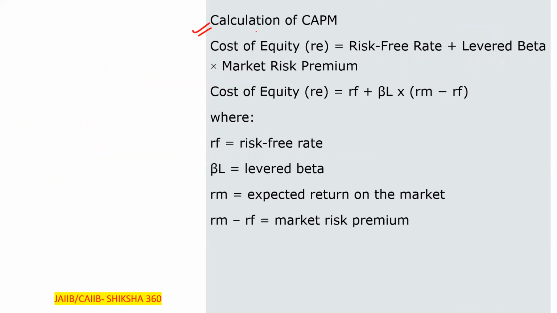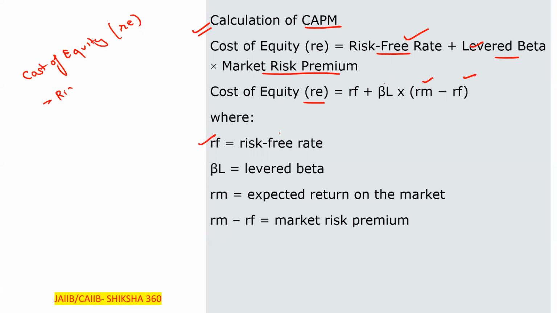Kindly tell me first, does anyone remember the full form of CAPM, which we covered in the previous slides? Cost of equity, known as RE here, is equal to the risk-free rate, RF, plus levered beta into the market risk premium. Clear? So RE equals RF plus beta into the market risk premium.